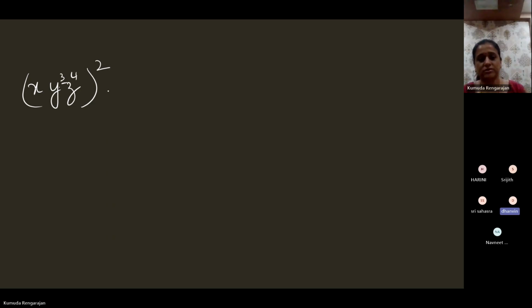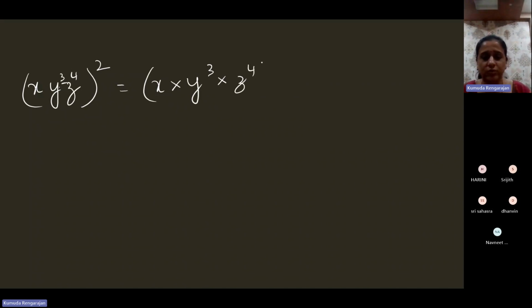See, you asked me, in an expression like this, is the power 3 only for y or even for x? That's your question, right? So this is nothing but x into y to the power 3 into z to the power 4, the whole squared. Now when it is the whole squared, the power 2 is applicable for every member inside the bracket. This power 2, which is outside, is applicable for every term inside the bracket.